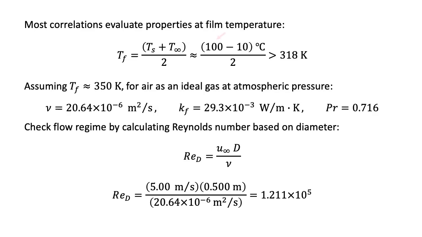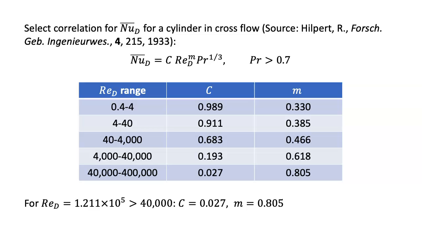For the steam in the pipe, if we assume it is above the boiling point at atmospheric pressure, a reasonable guess is 350 Kelvin. The properties for air as an ideal gas at atmospheric pressure are as shown. Next, we calculate a Reynolds number to help determine the flow regime, which is generally needed to select a correlation. We then refer to our textbook to find a correlation for average Nusselt number for a cylinder in cross flow, and note that we have 3 options that are valid for our flow conditions. For this example, we will use the simplest one.